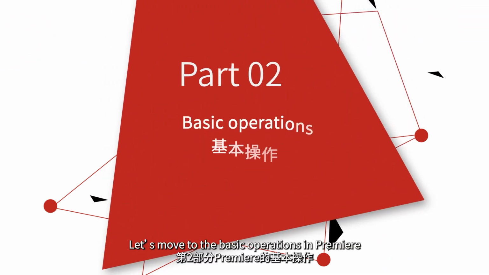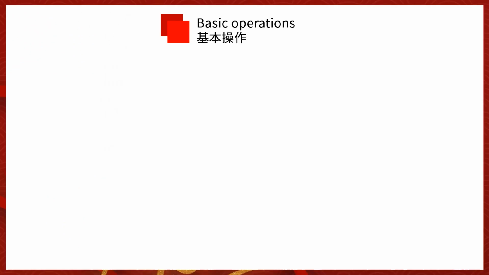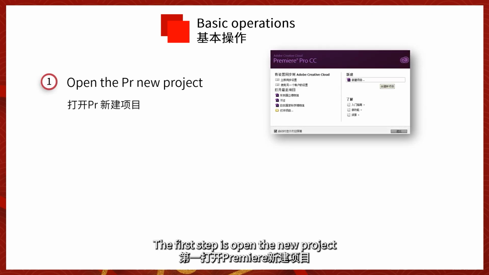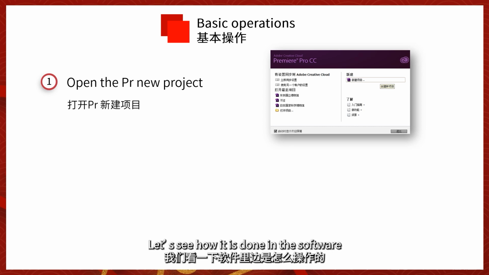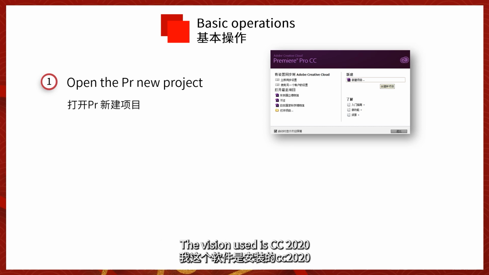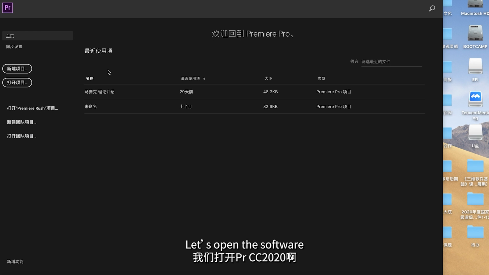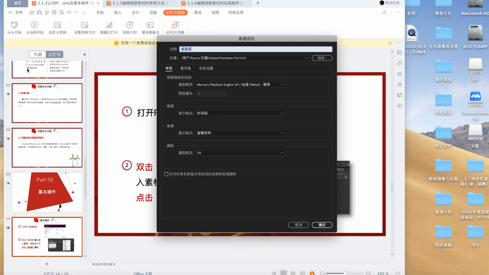Let's move to the basic operations in Premiere. The first step is to open a new project. Let's see how it is done in the software. The version used is CC 2020. Let's open the software, and then click Add New Project. You need to give a name.